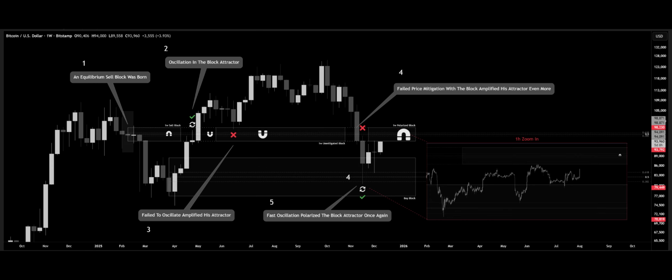Advanced Block System Analysis. Weekly BTC Structure. In Bubble 1, Birth of a Monumental Equilibrium Block. A uniquely powerful block was formed.